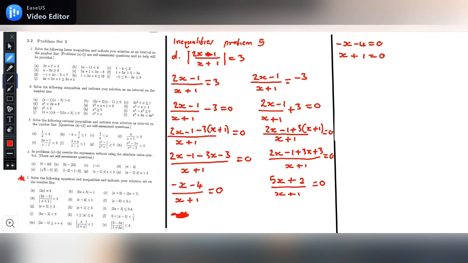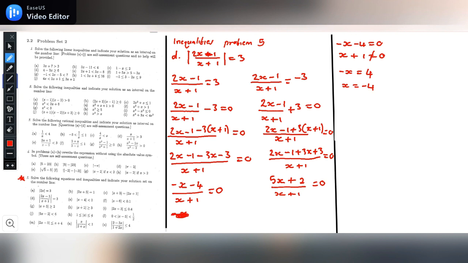And then now we can see that x plus 1 cannot be equal to 0, because if we say x plus 1 is equal to 0, that means this equation is going to be undefined. So meaning we are going to cancel this one. So now we solve for x. It's negative x is equal to 4. Therefore, x is equal to negative 4.